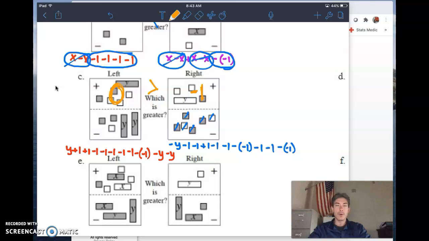0 is bigger than -1. Okay? Don't believe me? Check it out on the number line. The 0 is further to the right on the number line than the -1. Okay, we're going to go and investigate the next problem.